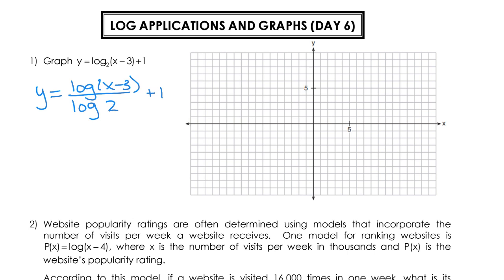Remember, all log curves kind of look the same, where the asymptote is the y-axis unless there's a shift. And in this one, there is a shift. So this number here, grouped with the x, is left or right, and it's the opposite of what we think. So this is actually 3 to the right, and this plus 1 is 1 up. If our asymptote is normally the y-axis and there's a shift of 3 units to the right, 1, 2, 3, our asymptote will now be located here.